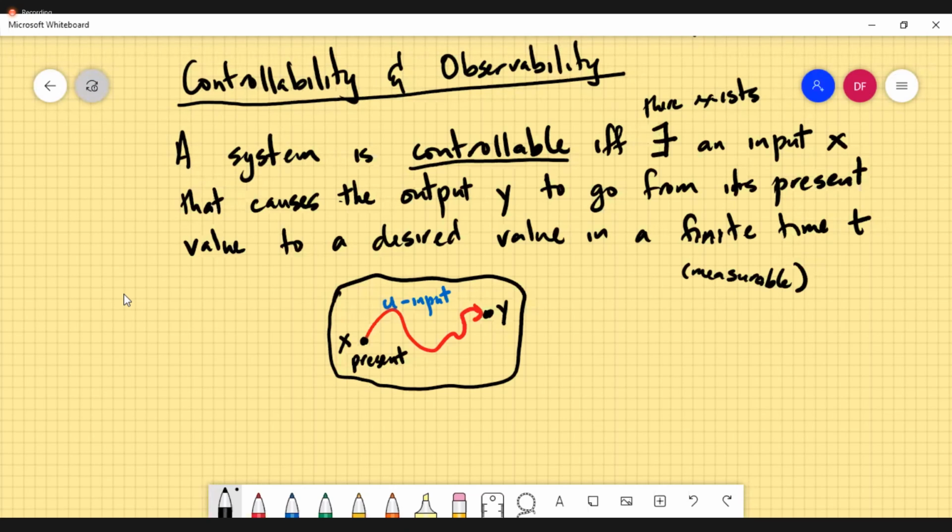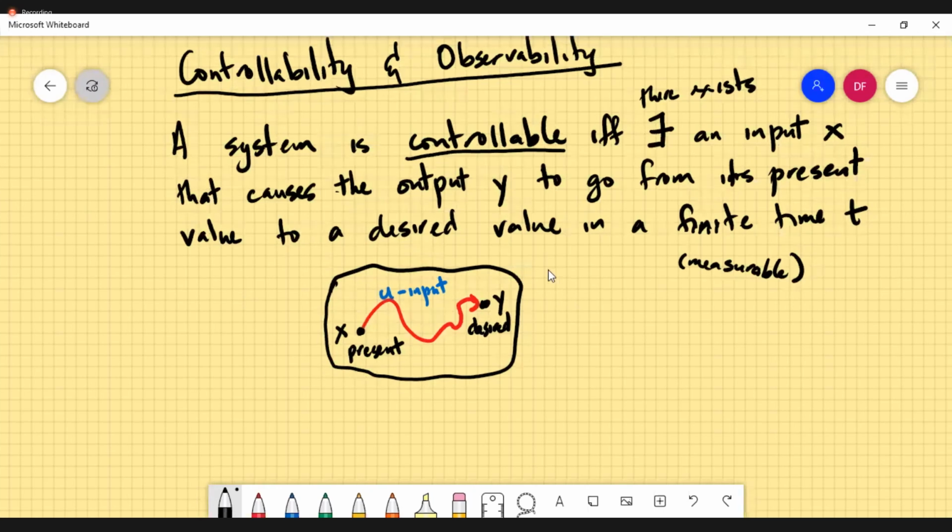And if the input will get us there, but it's going to take not a measurable time, it's going to take till infinity for it to reach there, then that doesn't make sense either, because by the time it reaches, it's too late. So we still define it as uncontrollable. So that is the technical definition of something that is controllable.